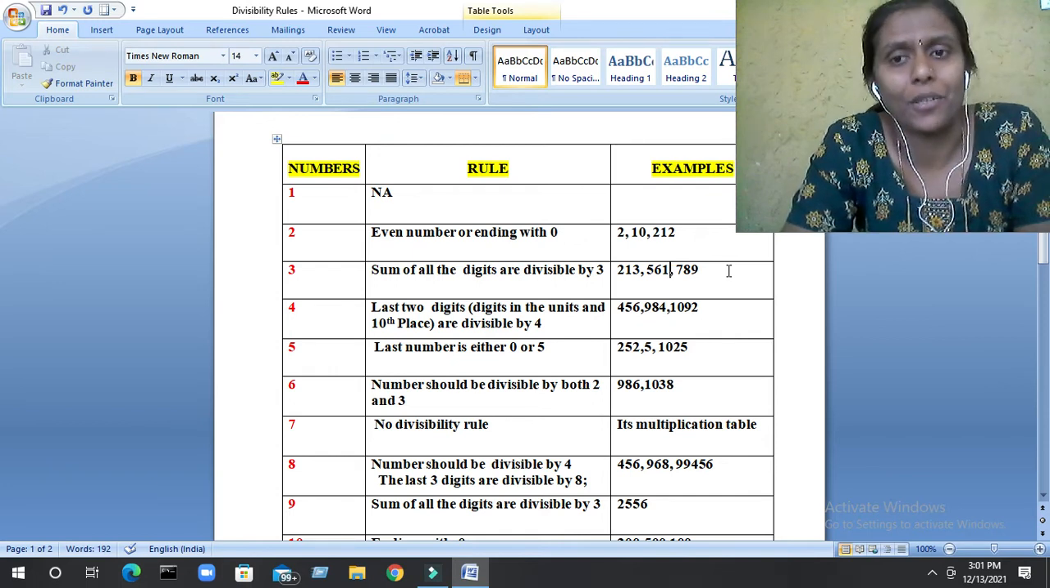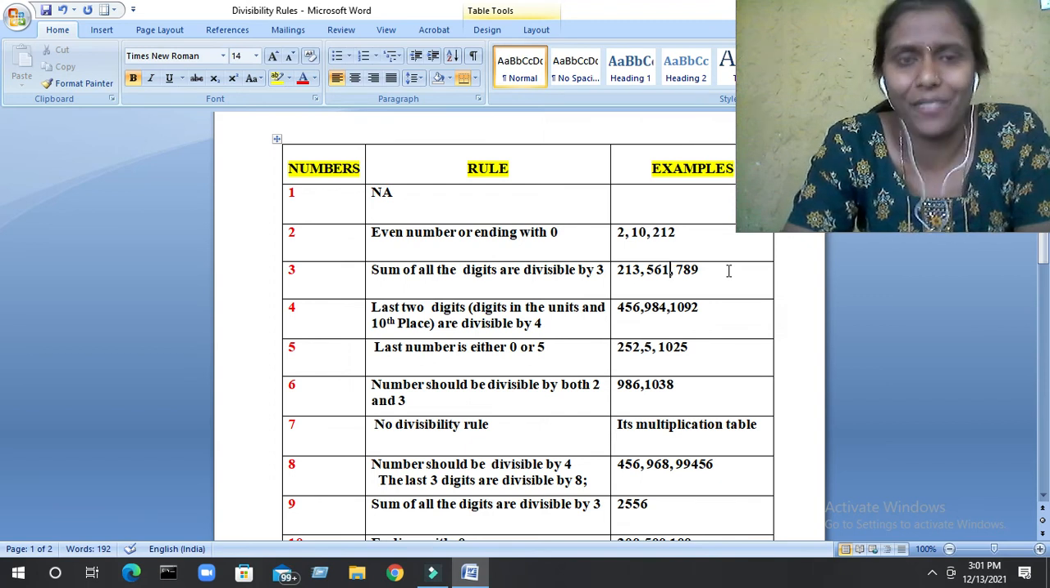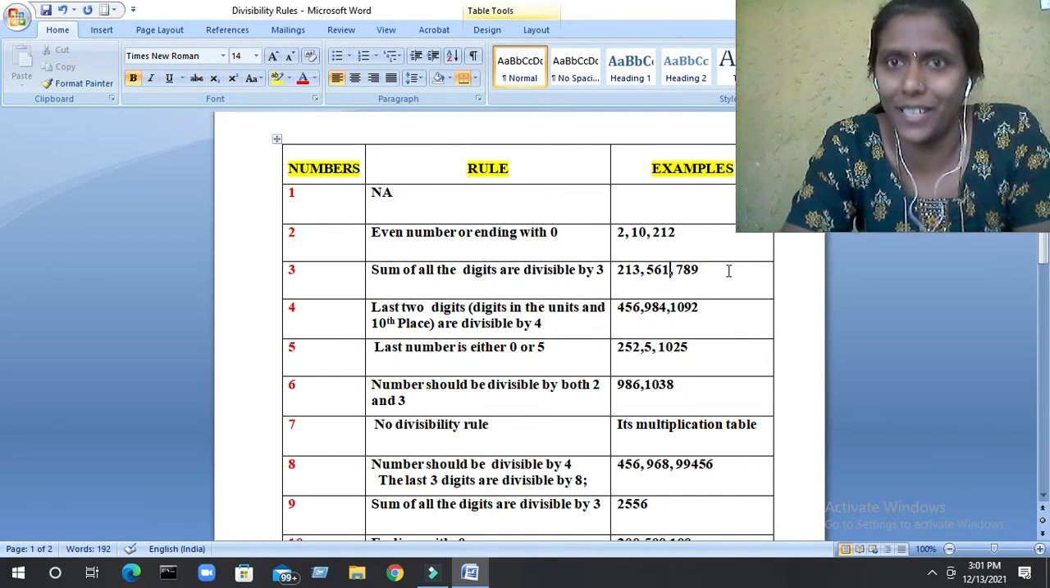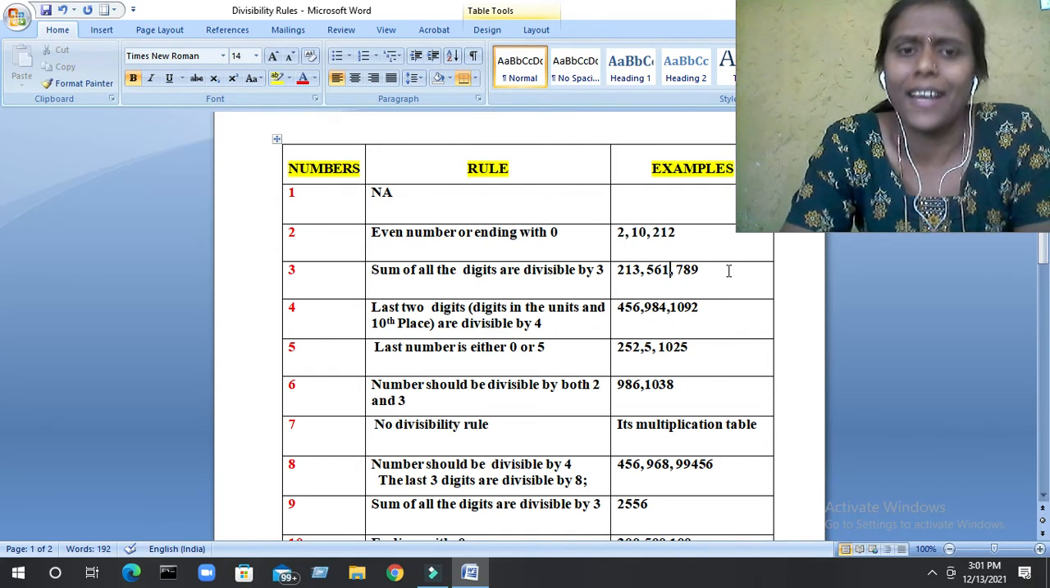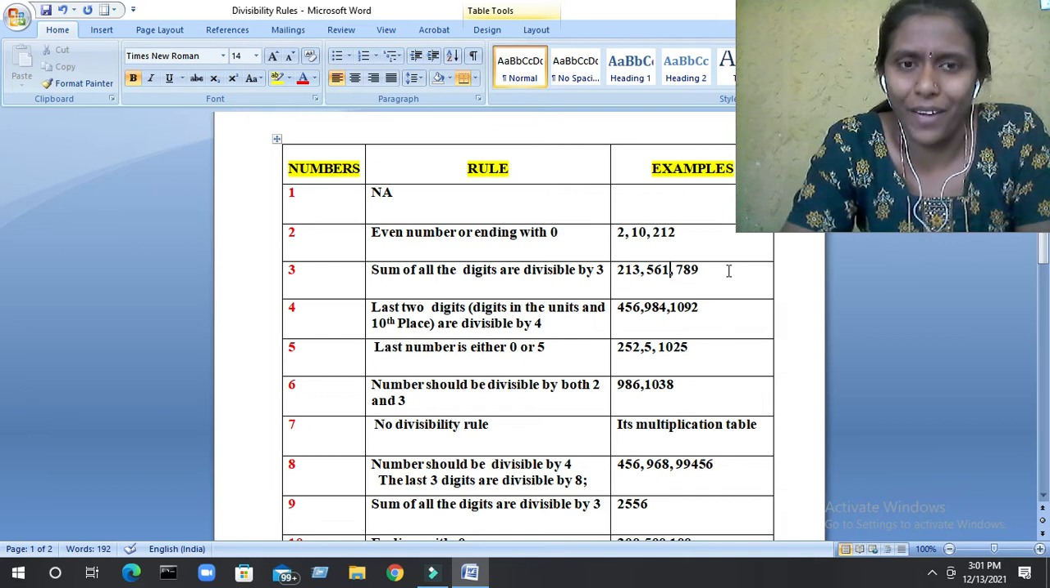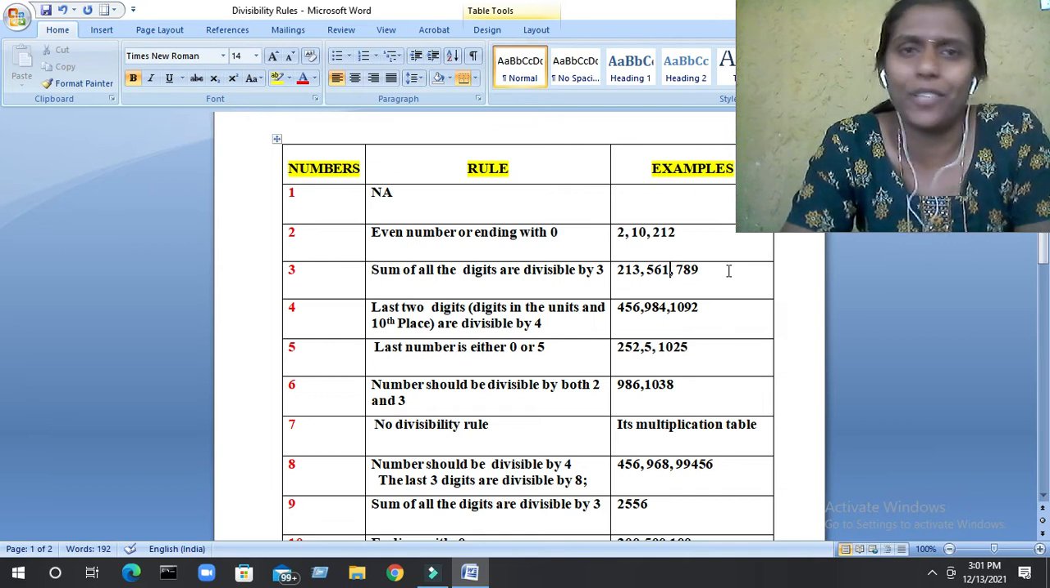And then 92. Yes, that's also divisible by 4. You can go for dividing them individually and just check whether they are divisible or not, and then you decide on that. Next, I'll go for 5, which is very easy for you and which you all know.